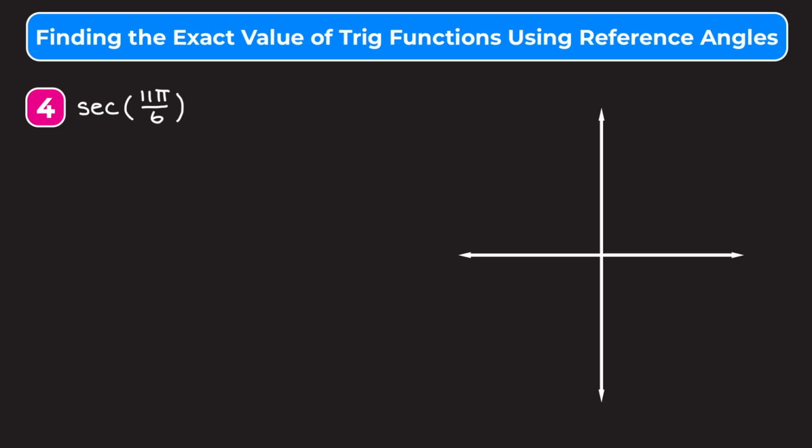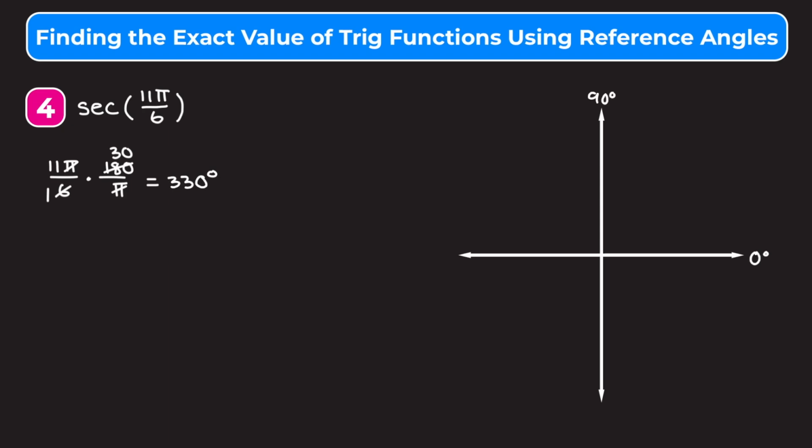So for this example, we have the secant of 11 pi over 6. So what we want to start by doing is changing 11 pi over 6 into degrees. So we have 11 pi over 6. We're going to multiply it by 180 over pi. We're going to cross out the pi's, and we want to cross reduce 6 and 180 by dividing them both by 6. 6 divided by 6 is 1. 180 divided by 6 is 30. And now we want to multiply 11 by 30. 11 times 3 is 33, and then we have that 0. So we get that 11 pi over 6 is 330 degrees.